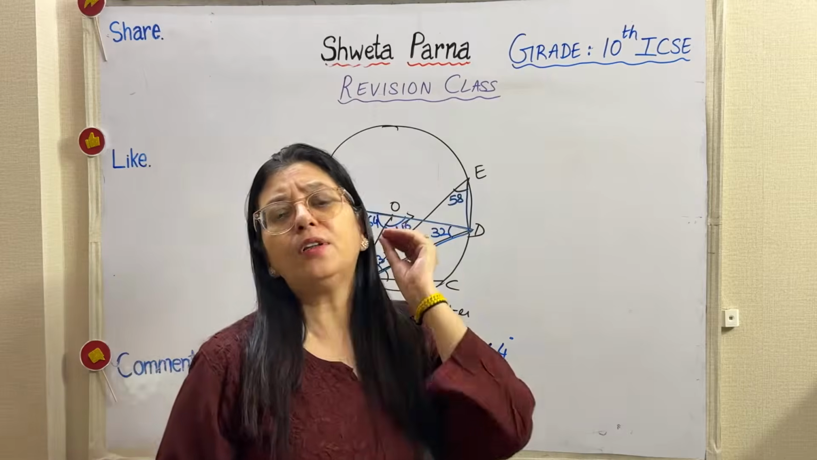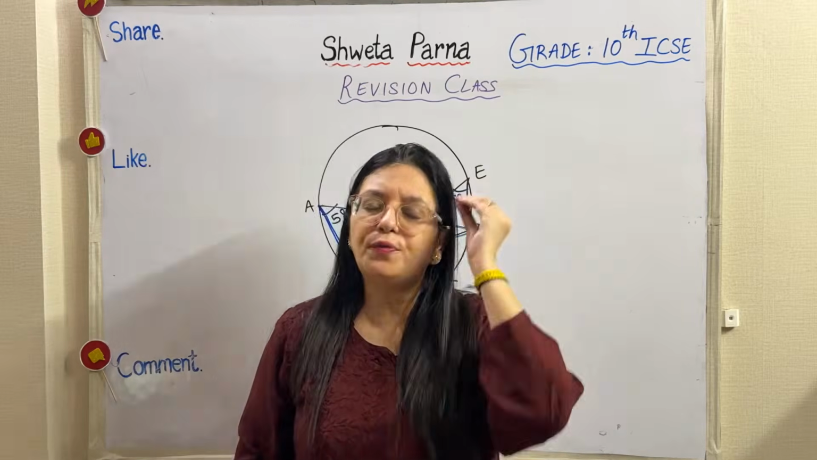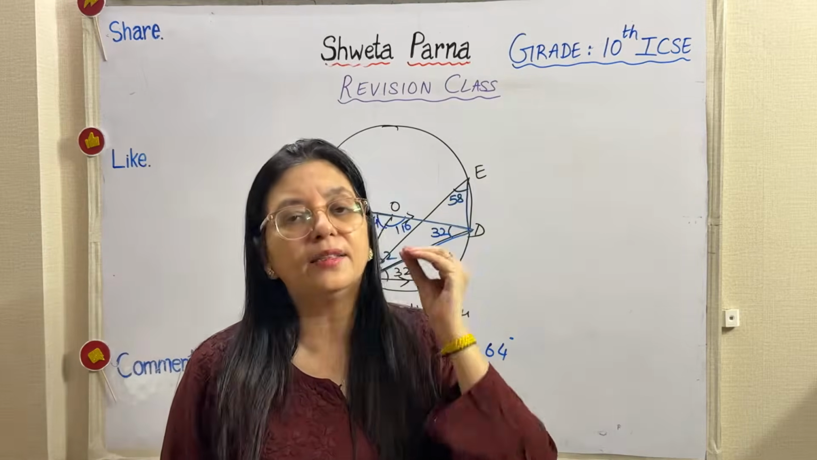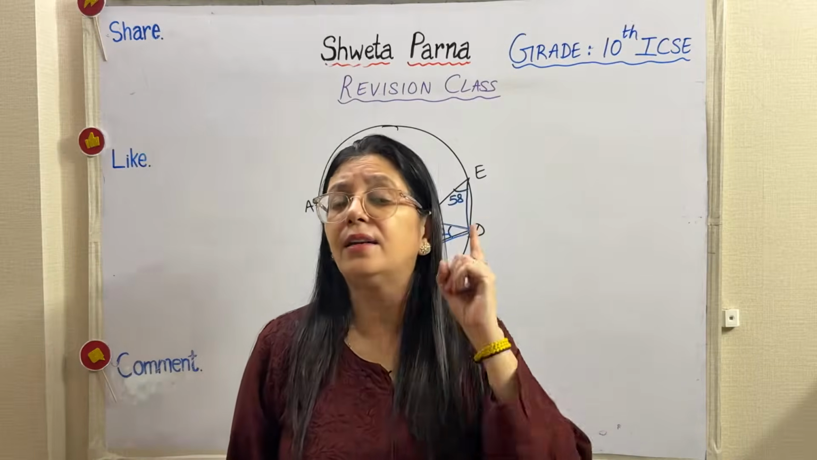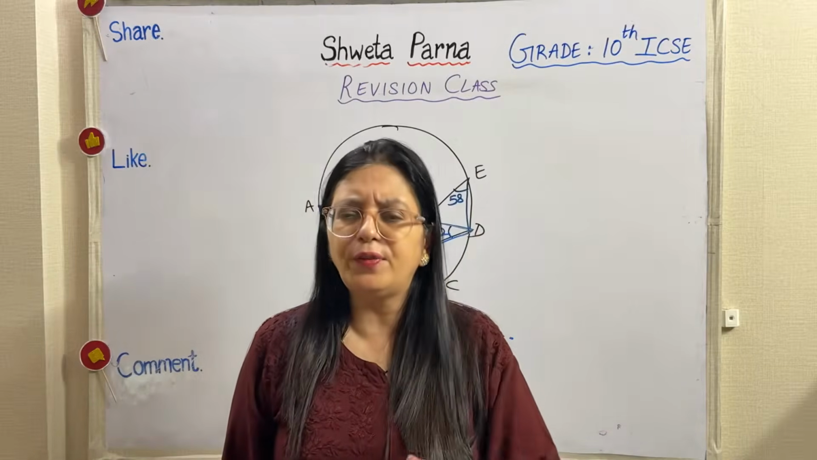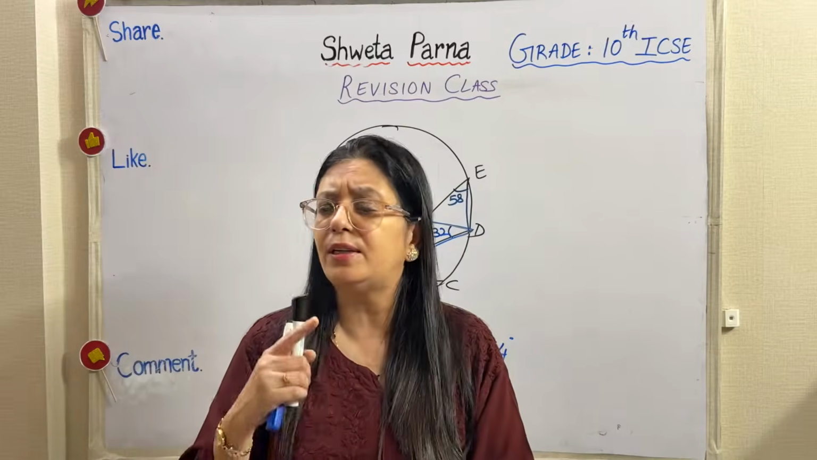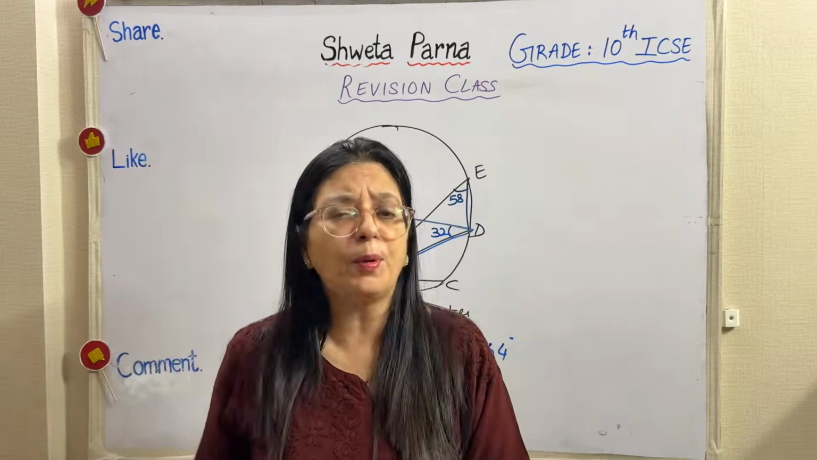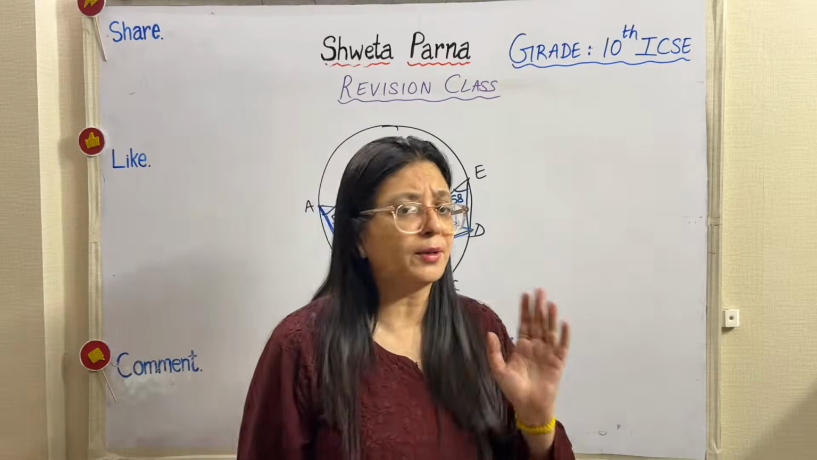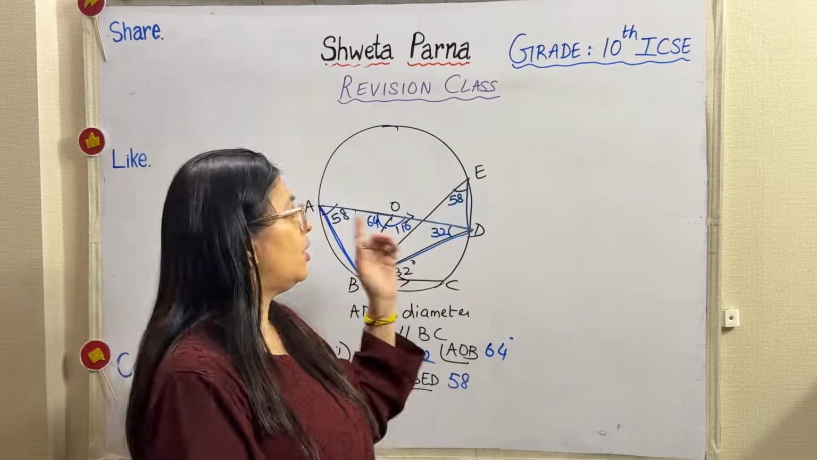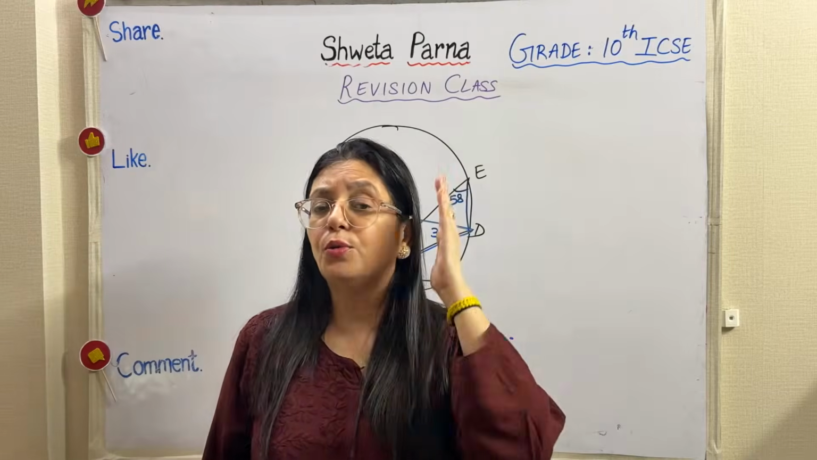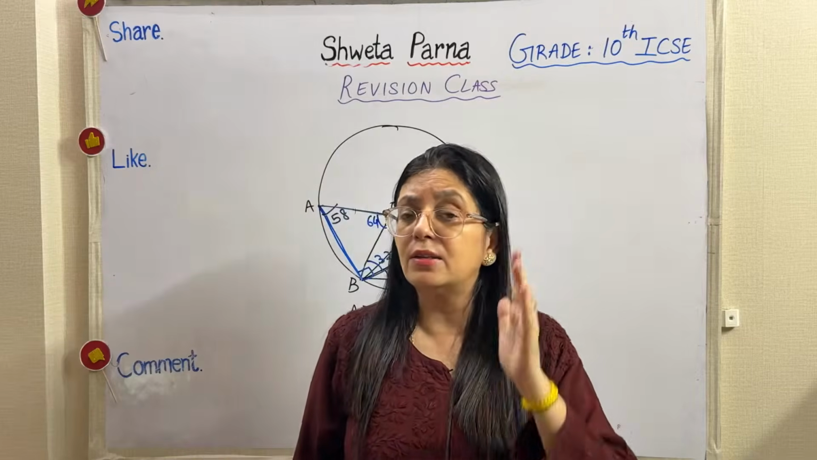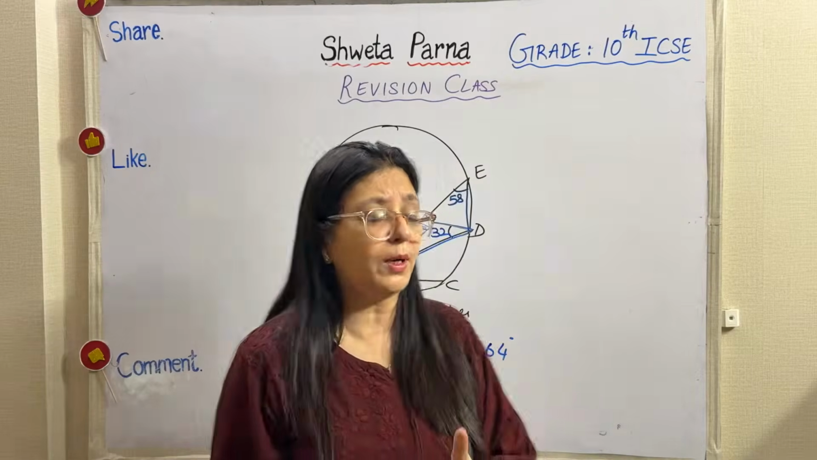Clear? Whenever the word center is given to you, first check whether the radii are there or not. That is the first hint. Second hint, they have given that the lines are parallel. So definitely you will have something, whether it is alternate angles or corresponding angles, you will have to find that. Third thing is, whenever a chord and a tangent are given to you, what works is angles in the alternate segments are equal.